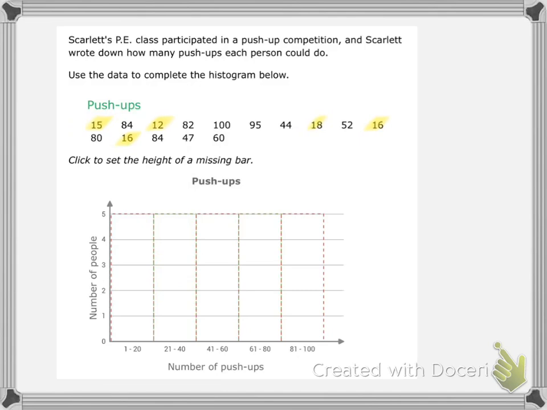And let's see, we'll pick a different color to highlight in here. Okay, so that one is colored in. All right, so the next interval is 21 to 40. And I don't see any numbers there from 21 to 40. Again, so we'll leave that empty. The next interval, 41 to 60. So there's 44, that's 1, 52, 2, and 3 for 60. So we're going to draw that bar up to 3.